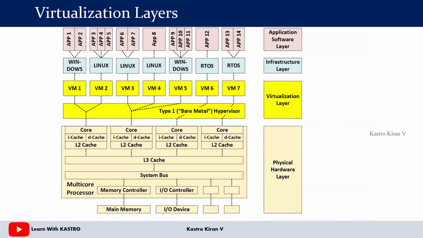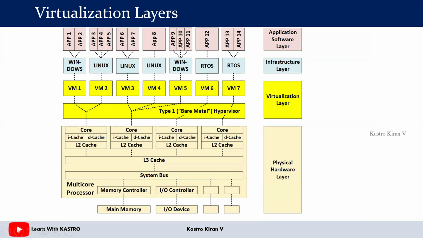Now let's look at the virtualization layers here. You can see there are multiple layers available. The very first layer, where we have all the hardware components like the core, RAM, and so on, is called the physical hardware layer. On top of the physical hardware layer, I will install a hypervisor. It can be a type 1 or it can be a type 2.